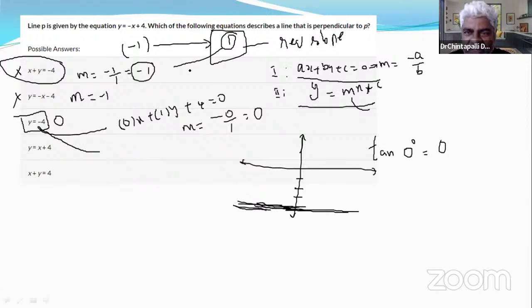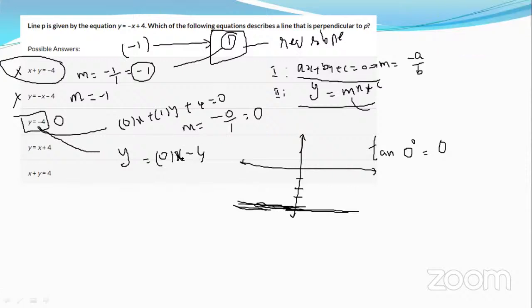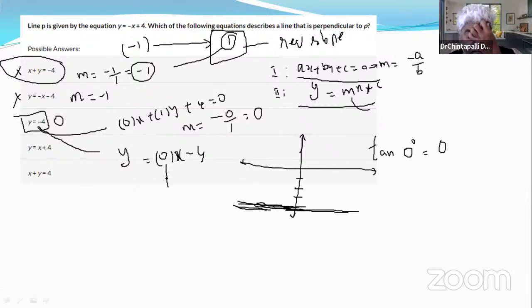Or even if we want, the same equation can be expressed in the second format, that is y is equal to 0 times x minus 4. Please tell what is the slope in this format? 0. So we have analyzed this option in different ways, and in all ways its slope is 0 only. But we are searching for the line having slope 1. So option 3 is wrong.